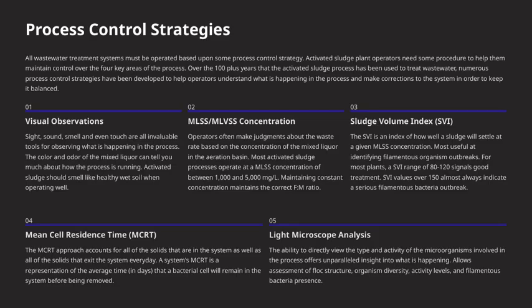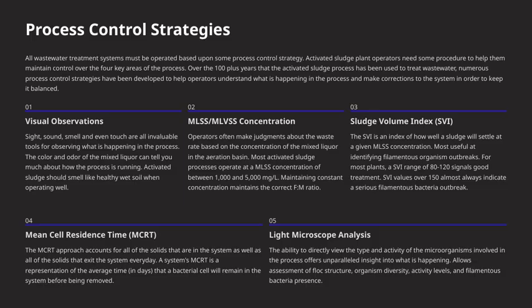Let's talk about process control strategies in wastewater treatment. It's essential that all systems are operated based on a clear strategy to keep everything running smoothly. For activated sludge plants, operators need specific procedures to manage 4 key areas of the process. Over the past century, many strategies have been developed to help operators understand what's happening inside the system and to make the necessary adjustments to keep it balanced.